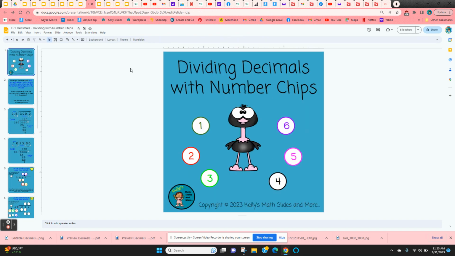So, dividing decimals with number chips, digital lesson.